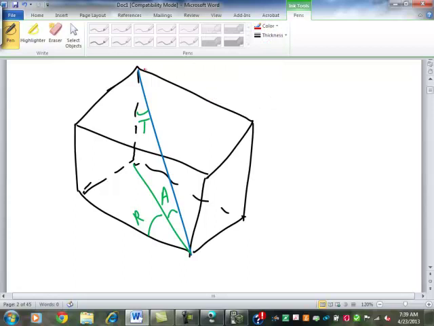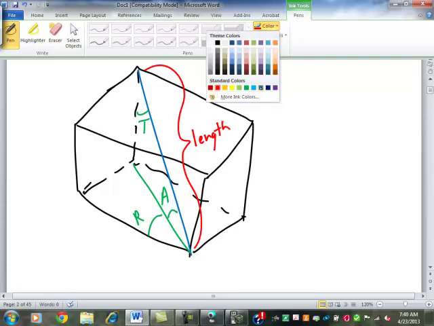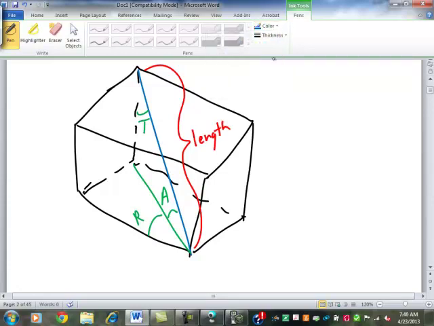And on top of all that, we're going to find this length. So I need to give you some dimensions. Let me give you this. We're going to go 0.6 inches, 1.4 inches, and 1.8 inches.